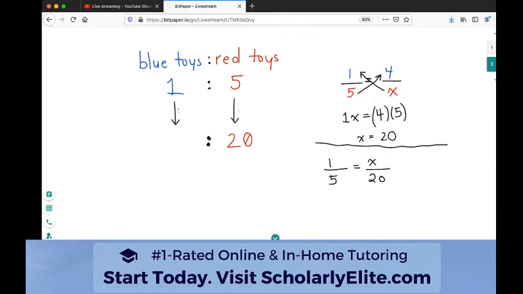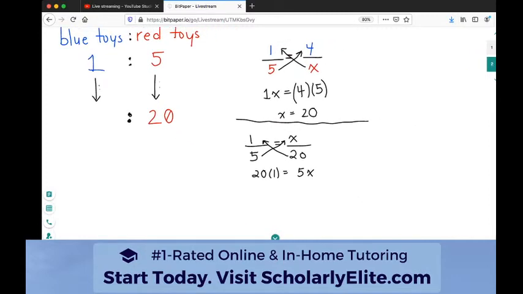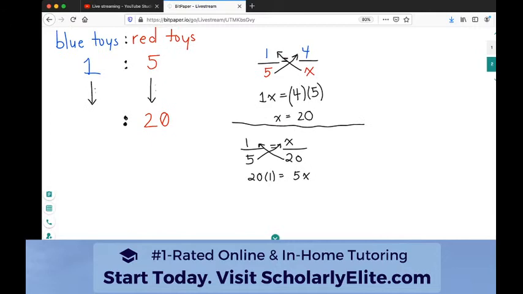And now I need to solve for this x, which is in the numerator. Again, we're going to cross multiply. So this is going to look like 20 times 1 equals 5 times x. And then all we need to do is solve for x by dividing off 5 from both sides. And if this is confusing you guys, I highly recommend going over your algebra because this is going to be very important for you guys to know. And then 20 divided by 5 is equal to x.